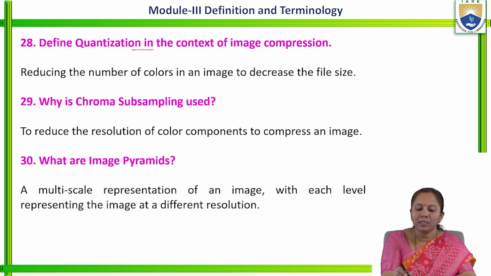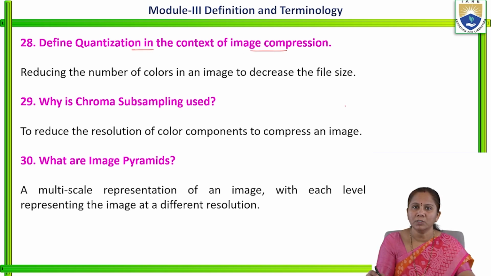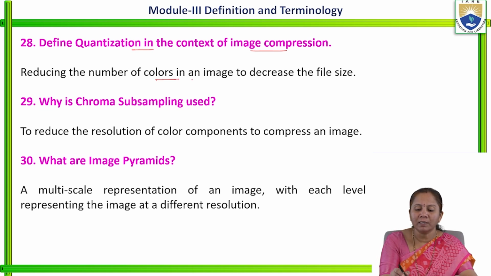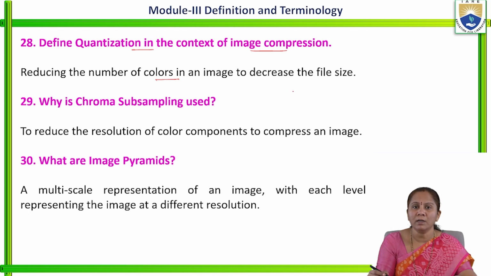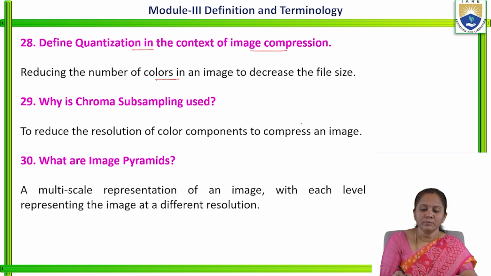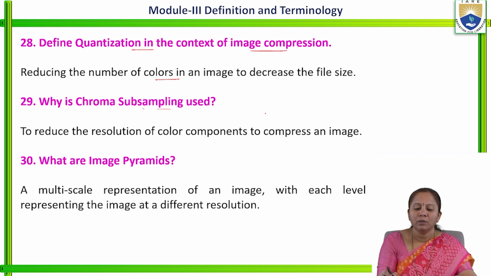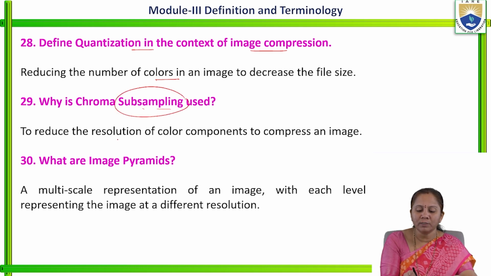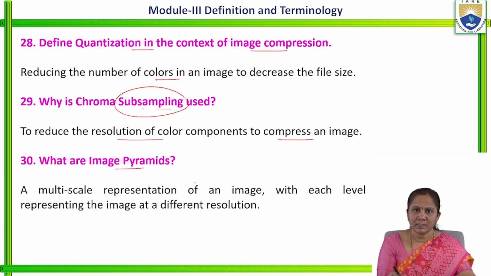Next, define quantization in the context of image compression. Quantization means reducing the number of colors in the images in order to reduce the file size. Why is chroma subsampling used? In order to reduce the resolution of color components to compress the image, chroma subsampling will be used.